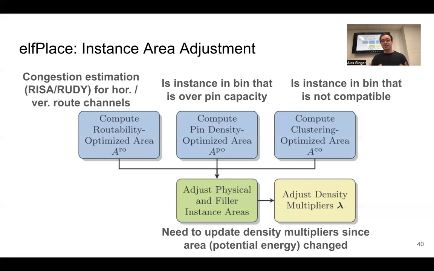But they need to update the density multipliers at this point, because once you've changed the areas of these instances, you've changed your electrostatic forces, so the lambdas are now completely wrong.